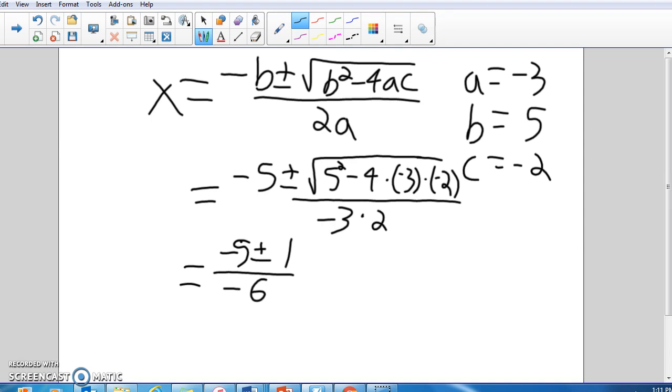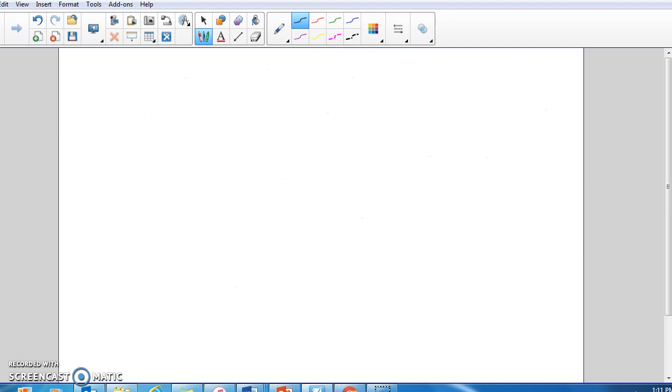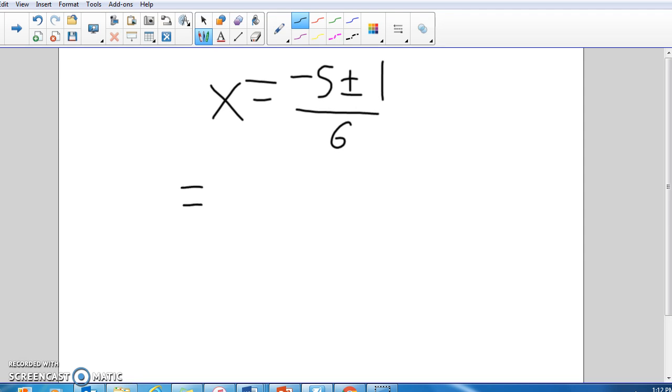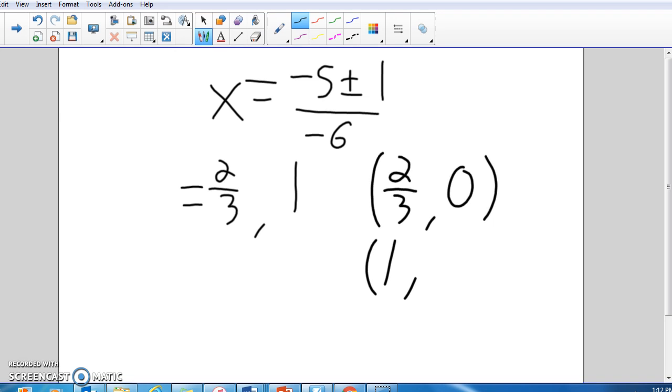And so if we take that to the next page and simplify that even more, x equals negative 5 plus or minus 1 over negative 6, and we can get that x equals 2/3 or 1. And so those are going to be the x-coordinates of our intercepts. So we're going to have 2/3, 0 and 1, 0. And so that's how we find our x-intercepts.